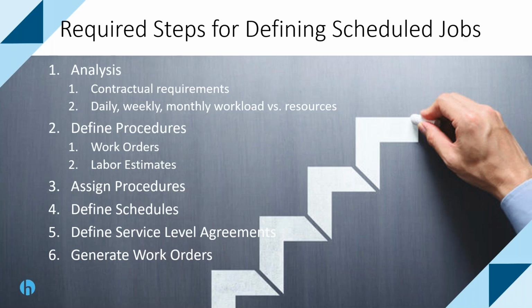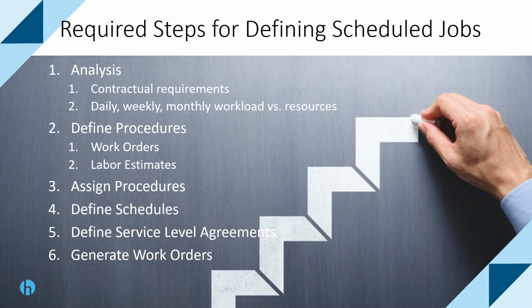So in terms of Archibus, how do you use the preventive maintenance application to do all of these things? Well, I've got two sets of steps here that we're going to talk about. One is the required steps for the application to define scheduled jobs and generate work orders for them. Obviously a starting point is to analyze the overall work and obligations you have, which includes your contractual requirements and your daily, weekly, and monthly workloads versus the resources you have. But as you get into the software, there's only about 5 steps, right? One is to define all of the regular jobs that you do, or procedures, as we call them in Archibus, which ultimately will generate work orders and labor estimates.